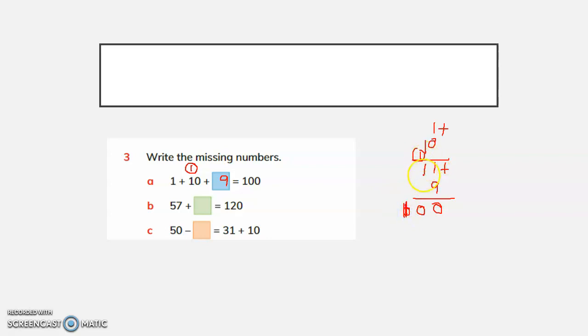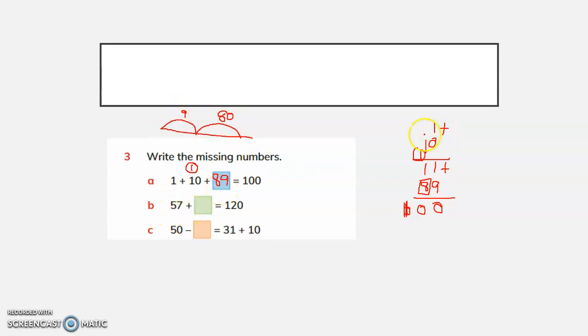Now here there is one more missing number. When you add these three numbers, you should get 10. What added to 2 gives 10? Adding 8. So we have found the missing number. 1 plus 10 plus 89 is equal to 100. You can use number lines as well. 1 plus 10 is 11. 11 plus 9 is 20. 20 plus 80 is 100. Clear? So both of these together, 80 plus 9, is 89.